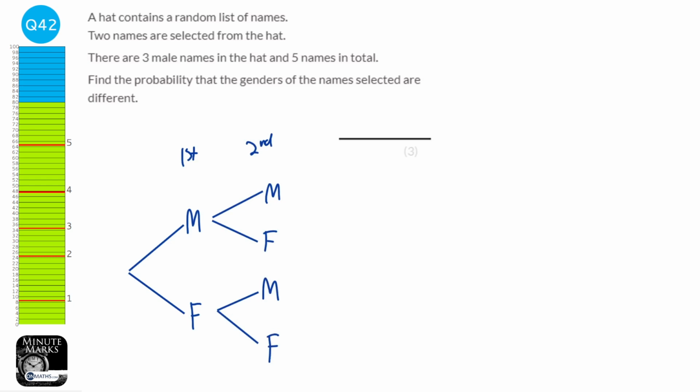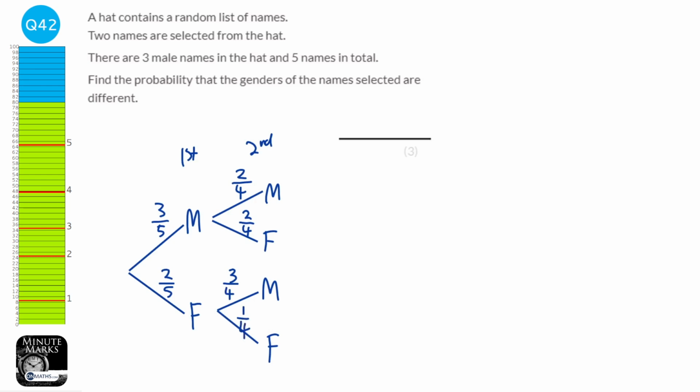And looking at the question, there are 3 male names in the hat and 5 names in total. So the fractions for the first one will be 3/5. If there's 3 male names, there'll be 2 females. Now, if we've picked a male name already, there'll be 2 left and 4 left in total. If we haven't picked a female, there's still 2 females, but there's 4 left in total. If we picked a female, there'd still be 3 males and only 4 left in total, but there'd only be 1 female name left and 4 left in total.